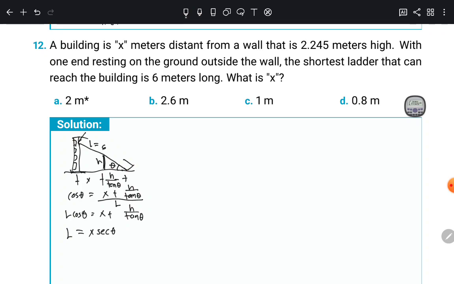And for the other one, the tangent theta is sine over cosine. Well, if we divide that with cosine, that will become just sine. So 1 over sine is just cosecant theta. So plus h cosecant of theta.